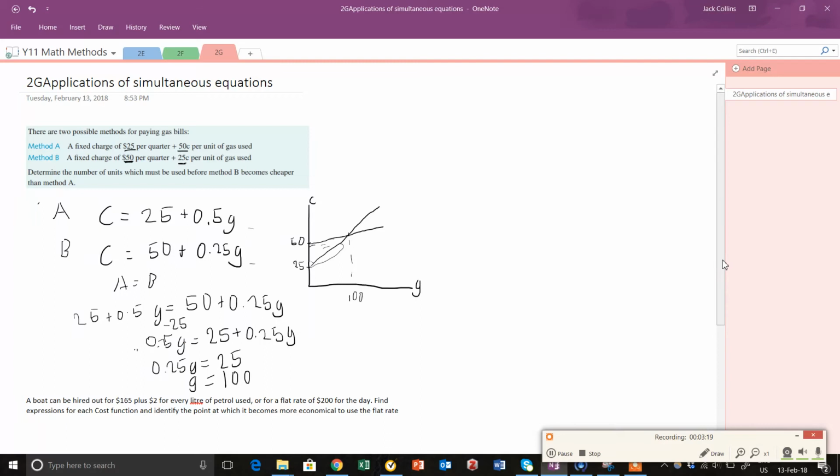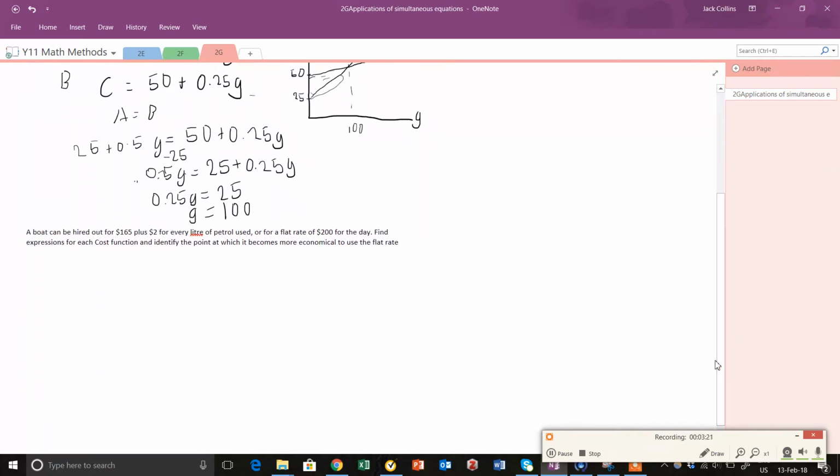So looking at another different type of example, we won't graph this one. A boat can be hired out for $165 plus $2 for every litre of petrol used, or just for a flat rate of $200 per day. Find the expression for each cost function and identify the point at which it becomes more economical to use a flat rate. So the flat rate is pretty simple: the cost is $200 per day. There's no variable, no matter what happens, it's always going to be $200.